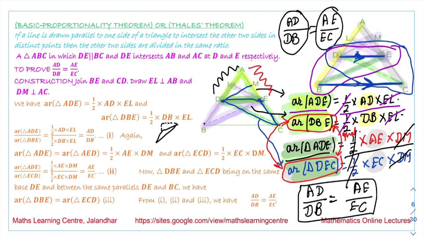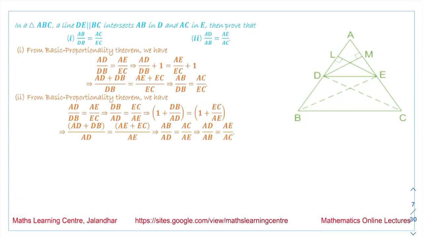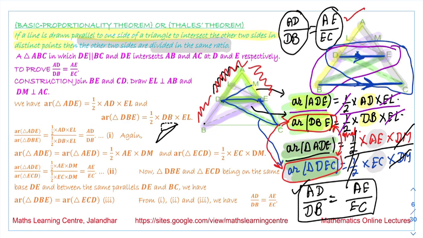AD is this length we are talking about, over DB, is equal to AE over EC, and this is what we have to prove: that if a line is drawn parallel to one side of a triangle to intersect the other two sides in distinct points, then the other two sides are divided in the same ratio.